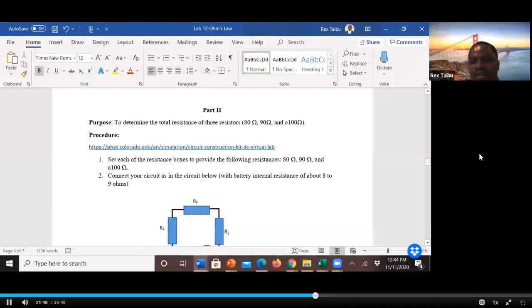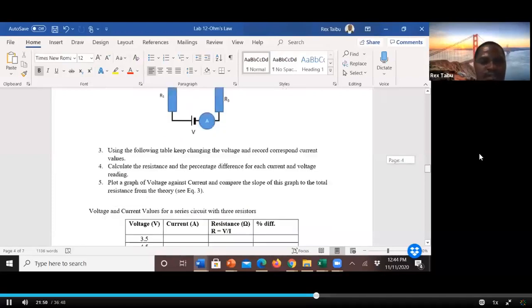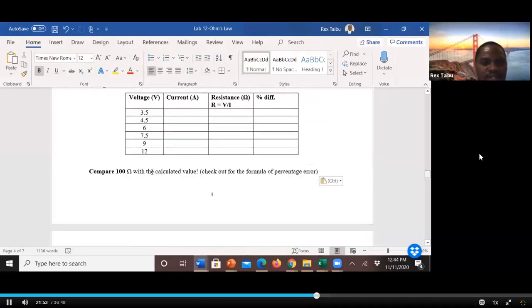That's 270. So 270. That's our total resistance. So compare 270 with the one calculated. The calculated value will be here. Okay.